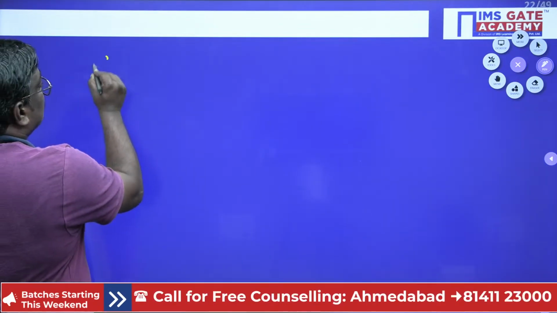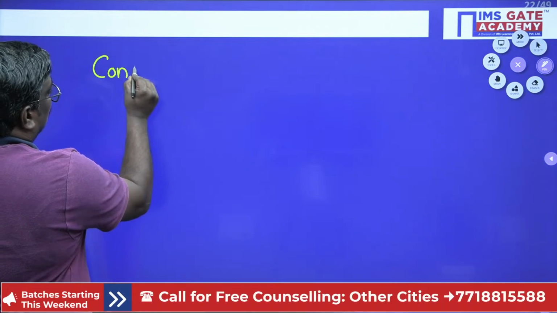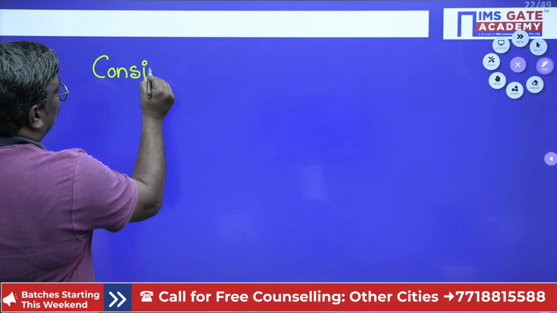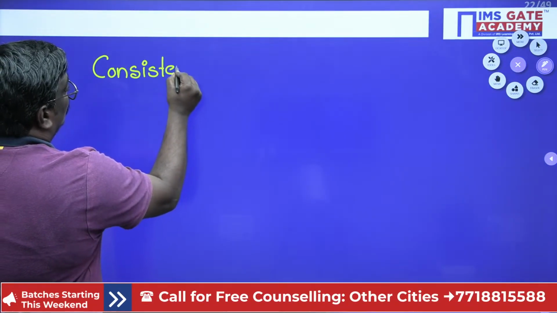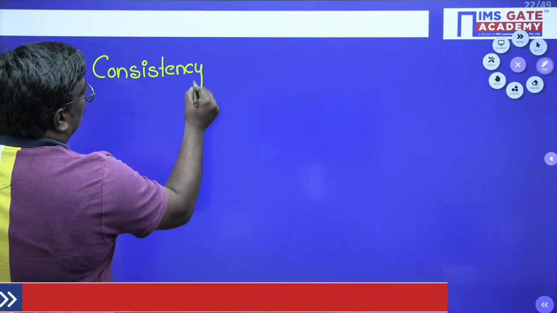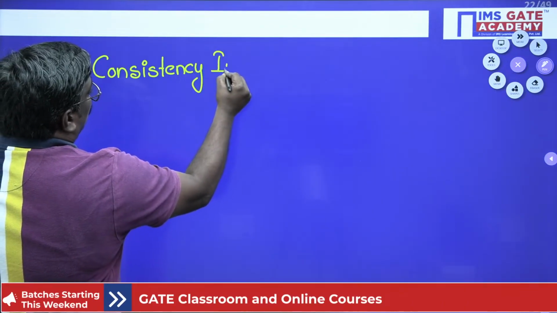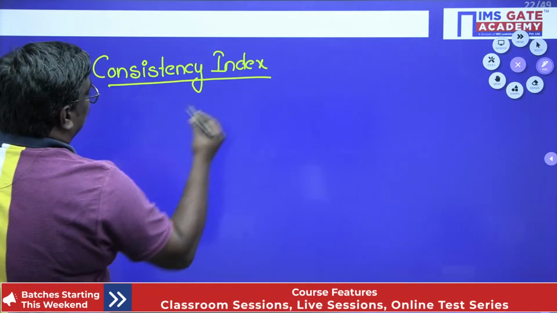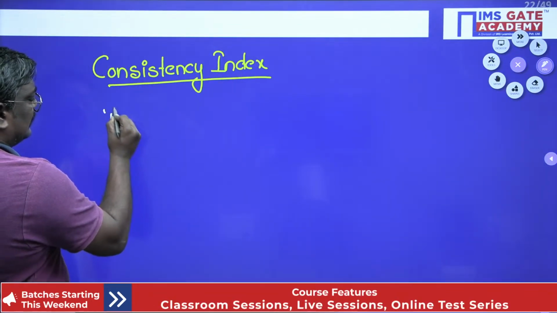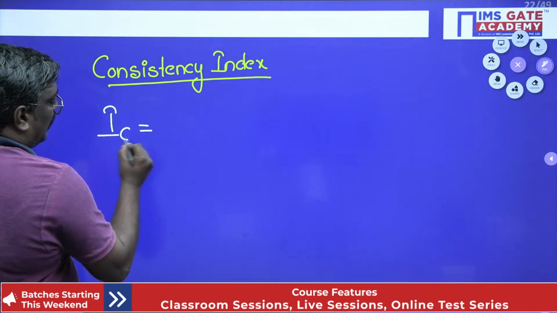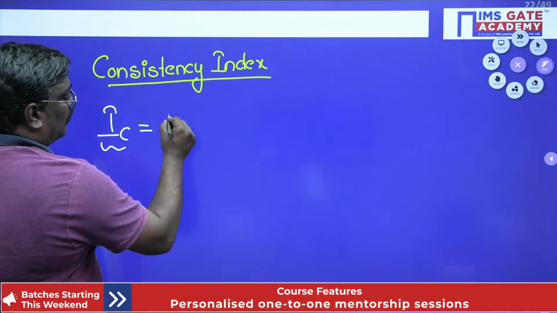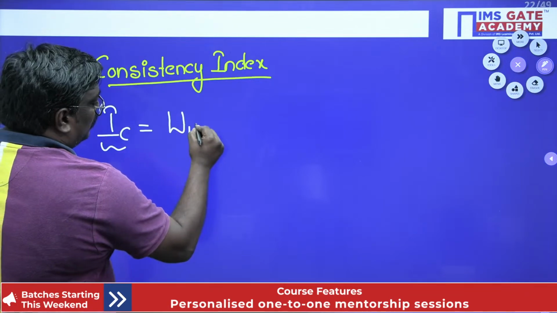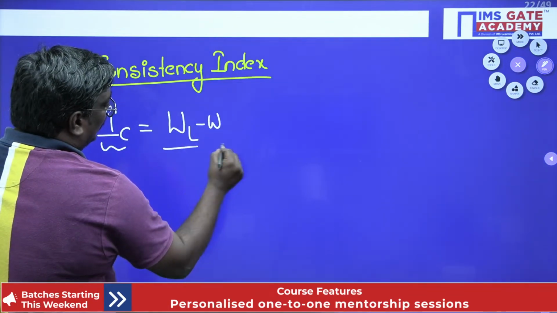Similarly, we have another important term called the consistency index. As I told you, consistency is the property of the soil which offers resistance against deformation. So what is the formula for the consistency index? See students, the consistency index IC is given by the formula IC, which you can write as WL minus W upon IP.